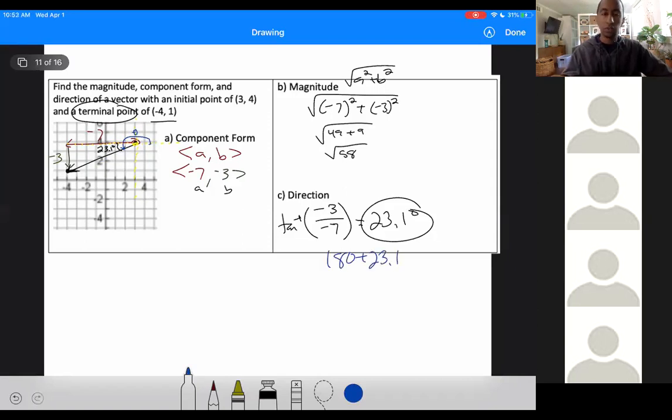It kind of helps to get a visual, because if you see it, then you know whether you're adding 180, doing 360, what are you doing? Alexander, I see your message. Thank you. So that means it would be 203.1 degrees from the horizontal. That would be the direction of that vector. Okay. Any questions?